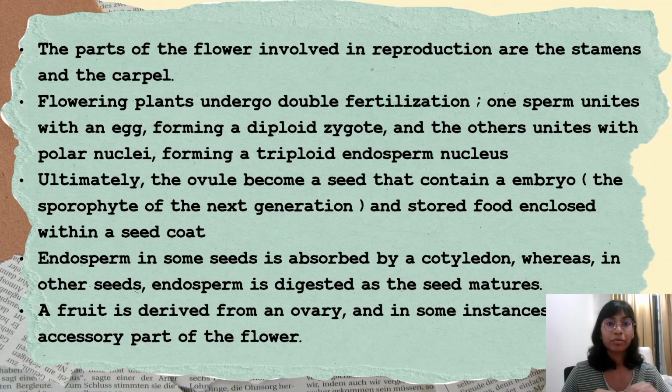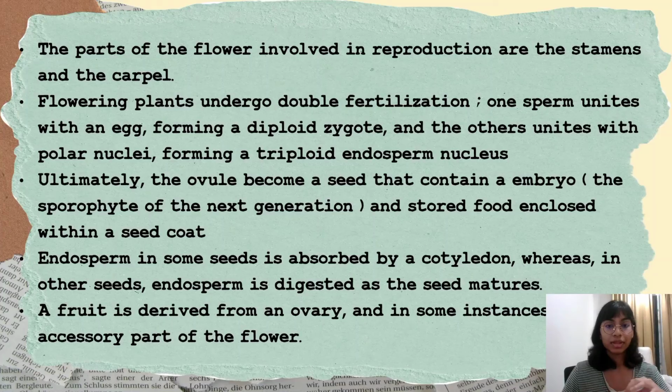As a wrap up of the flowering cycle, what you should know is that the flower parts involved in reproduction are the stamen and the carpel. So we will have double fertilization. As I mentioned before, one sperm will unite with the egg cell and the other one will unite with the polar nuclei, and it forms a triploid endosperm nucleus. As mentioned before, the ovule becomes a seed and the ovary becomes a fruit. The seed contains an embryo and its stored food enclosed within the seed coat. Endosperm in some seeds is absorbed by a cotyledon, whereas in other seeds, the endosperm is digested as the seed matures.